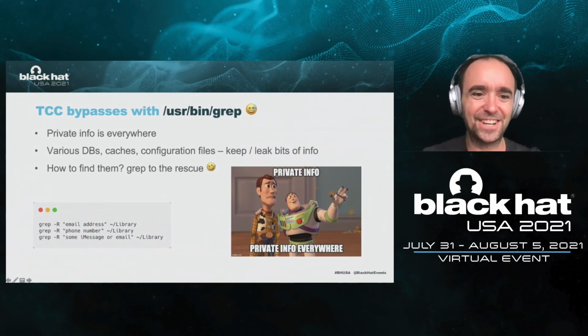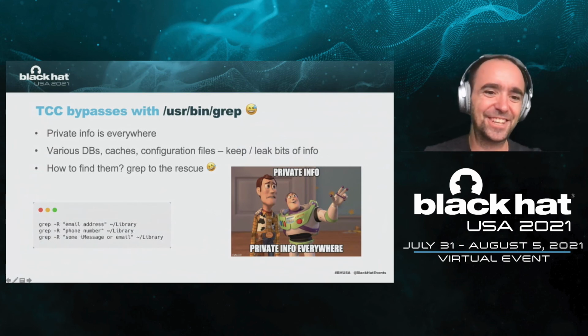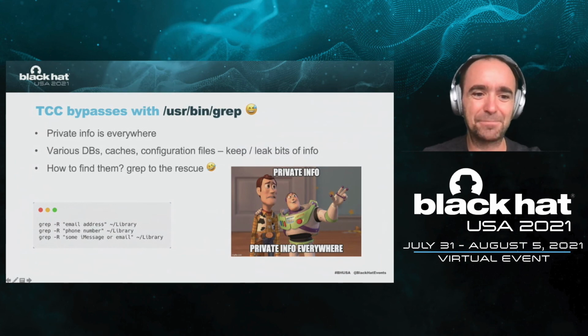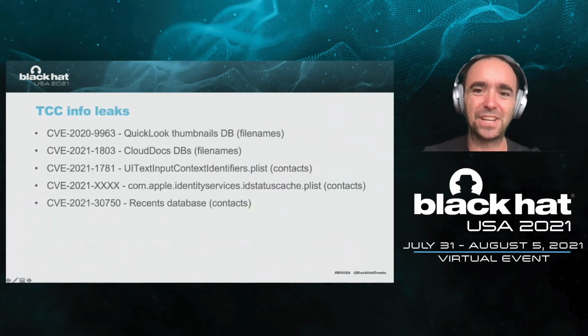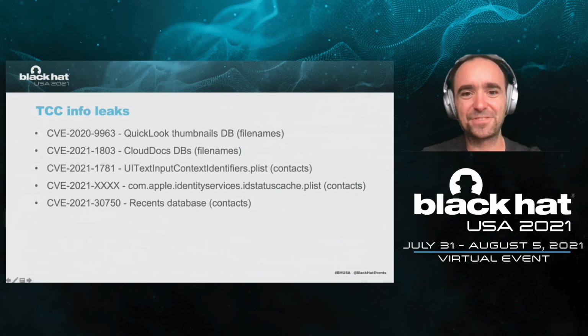So how to find this? Just grep around. So what I did, I grepped for an email address, I grepped for a phone number, some iMessage content or email content inside my entire library. And there were multiple results of this, which resulted in plenty of info leaks. So sometimes it was as simple as file names, but that's considered as our private info. So these resulted in the CVEs.